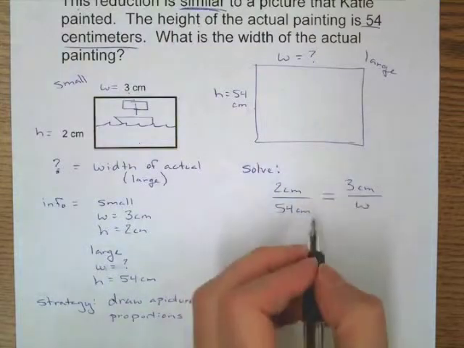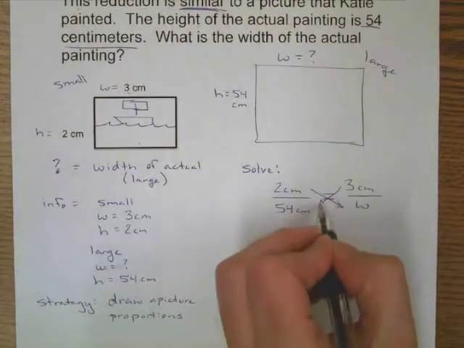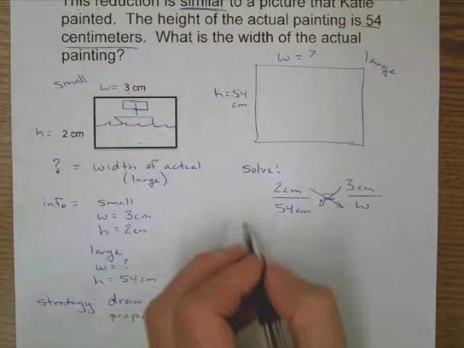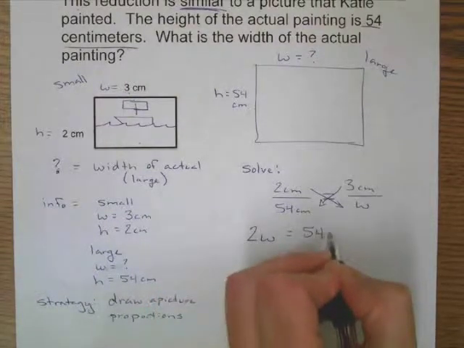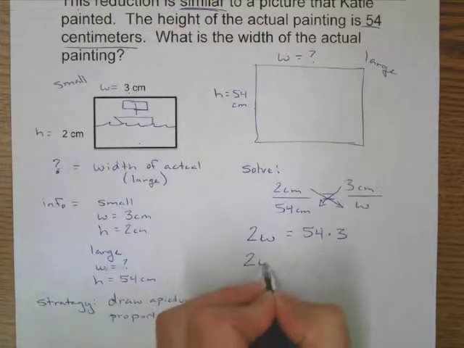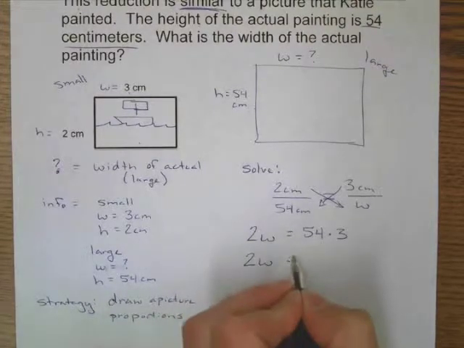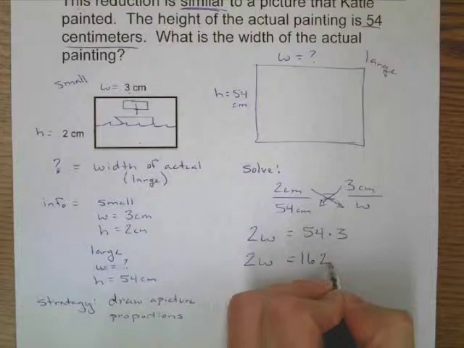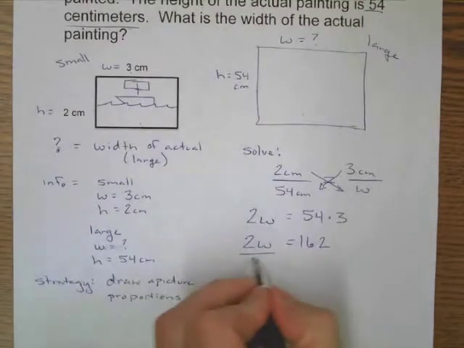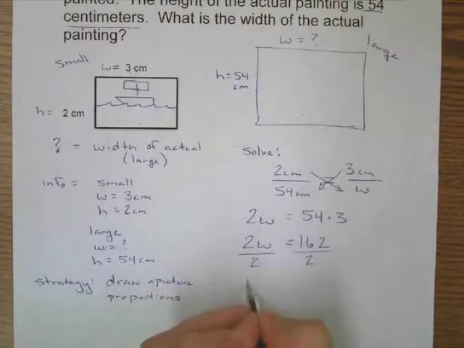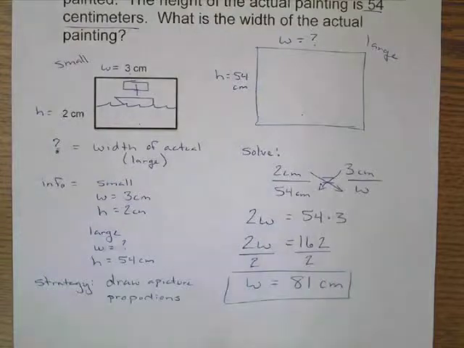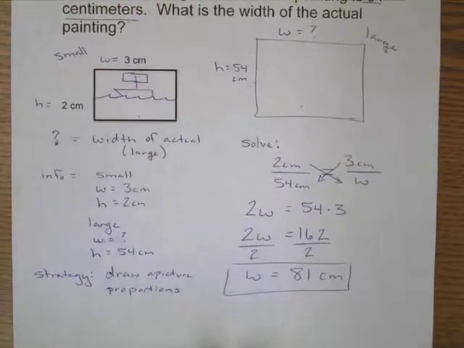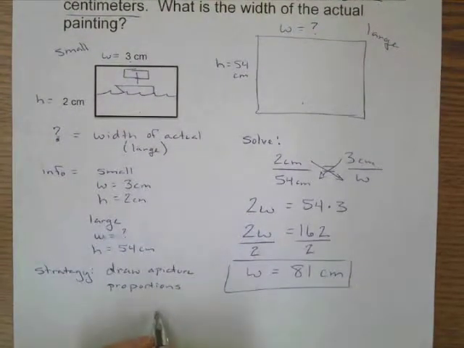Well, now that I have a proportion, I can use cross products. And I have 2 times W equaling 54 times 3, and 54 times 3 is 162. I'm going to divide both sides by 2 so I get W by itself, and come up with W equaling 81 centimeters. So if that's true, then the following should be true as well.